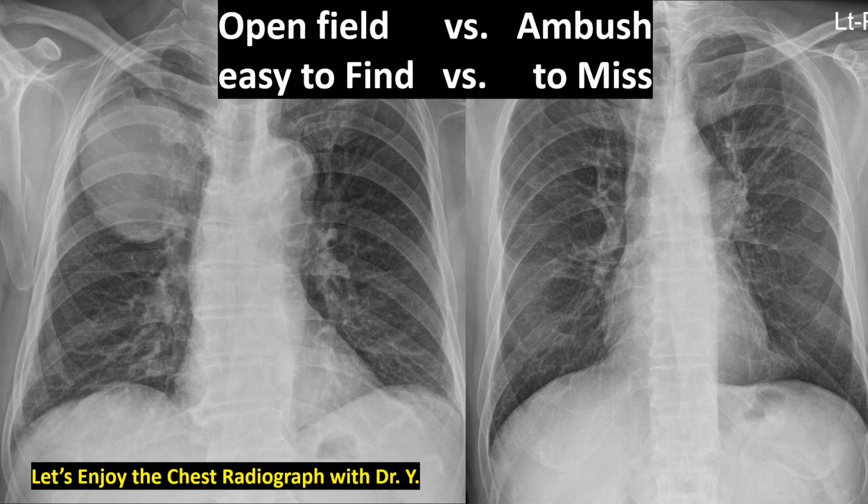Let's compare these two films side by side. The left side is easy to diagnose as lung cancer, and the right side is not easy to diagnose. What's the difference? The left side lesion is in open field, open space, and the right side lesion is in ambush, hiding somewhere. So the left side is easy to find, but the right side is easy to miss.